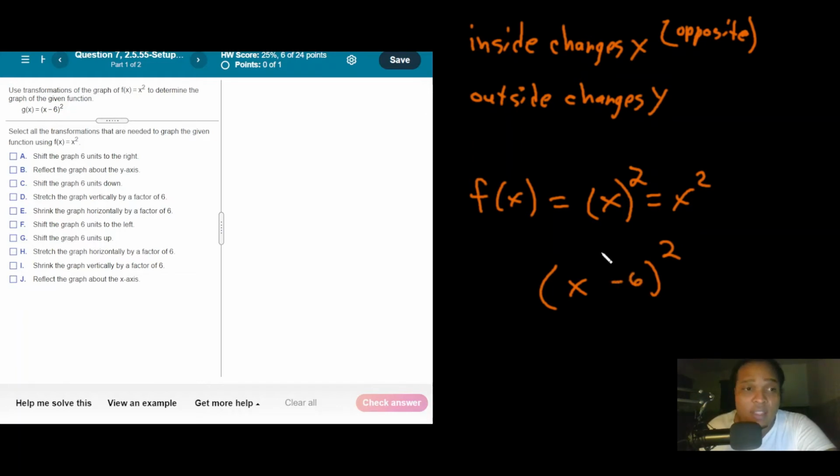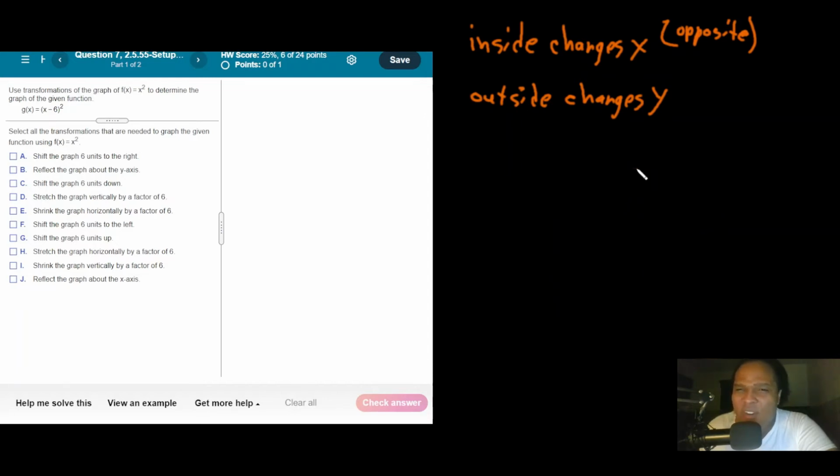So that's definitely going to be inside of the parentheses, right? So it's going to change your x. And how can it not change your x? It's right next to it physically. So think of it that way. Get into the habit of getting the idea of what's going on here.